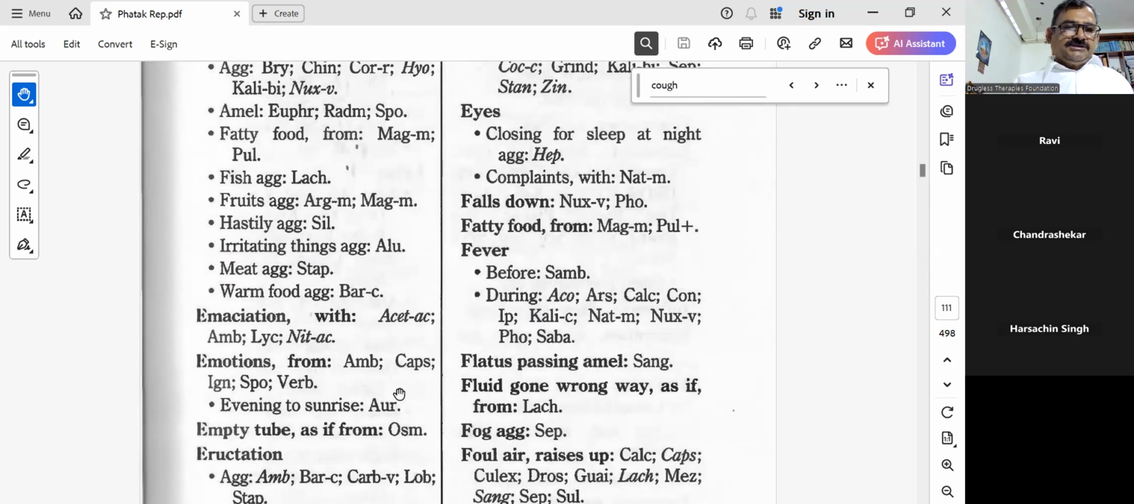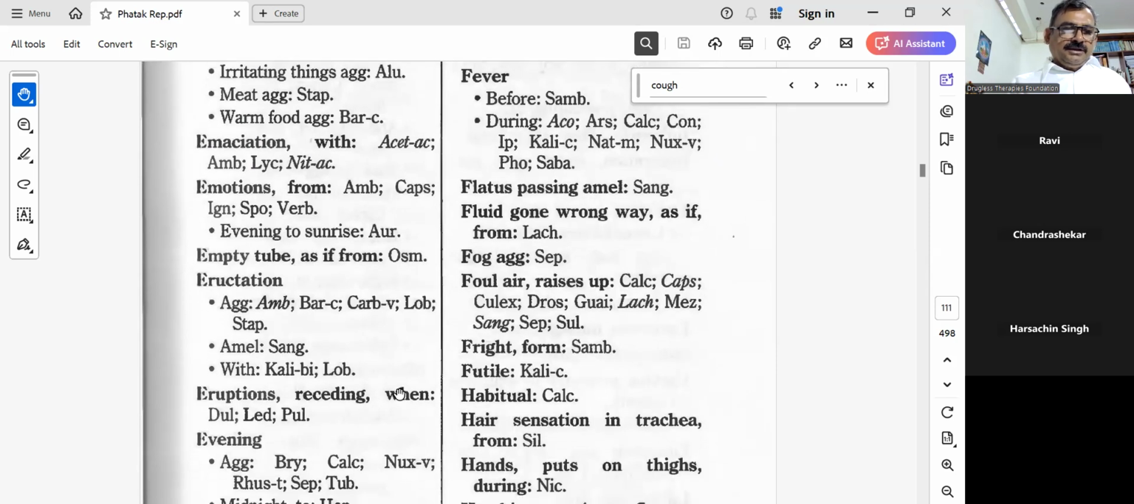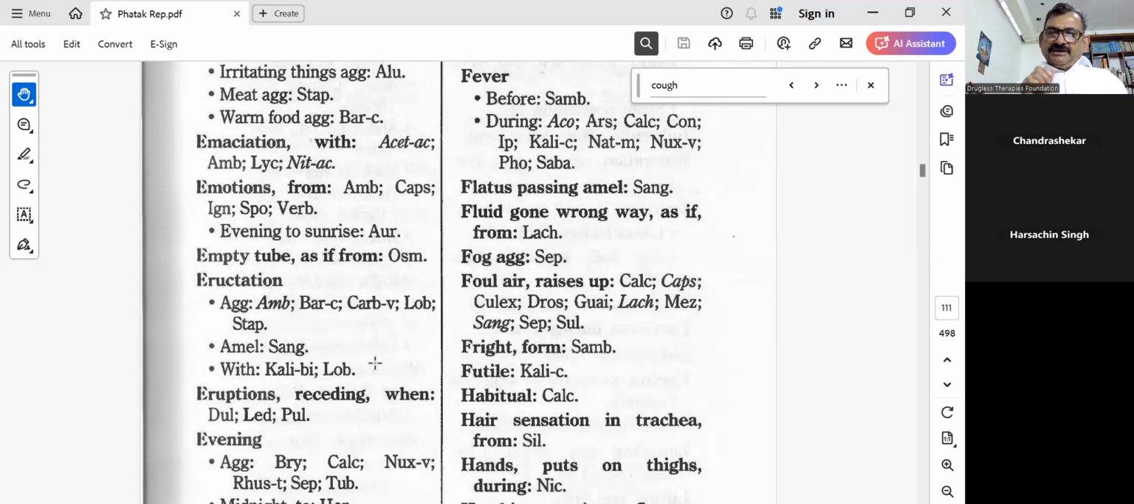Okay. Then yes, the same cough chapter only is going on. Eructation aggravation, that means eructation. When you get eructation, if it is aggravation, this is a remedy. Eruption receding means there is any skin disease, when it is going, in case of measles and chicken pox, this will happen. In case of chicken pox and measles, we get this problem. That time Dulcamara, Ledum Pal, and Pulsatilla are the remedy.